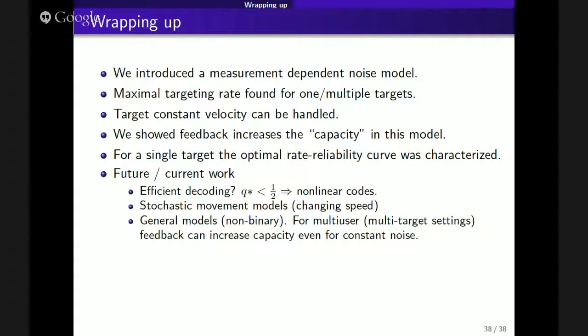And future work, some of it is already current. Everything I told you about used random coding. In terms of complexity, I can't really sell this to anyone, right? I have exponential complexity everywhere here.